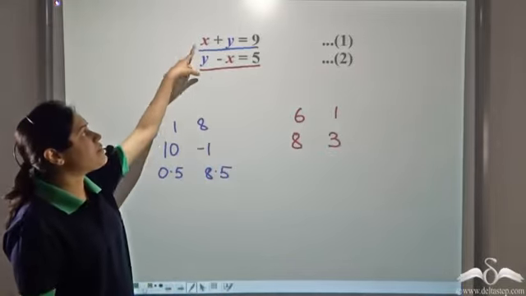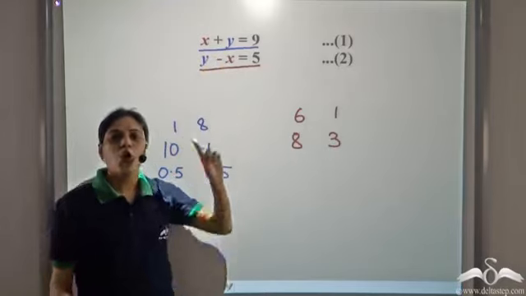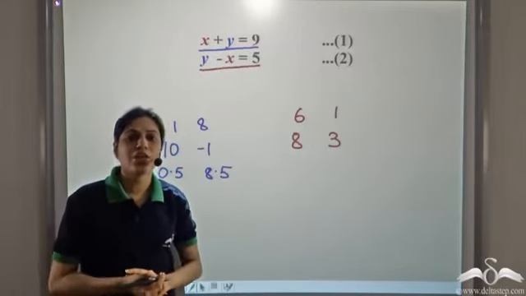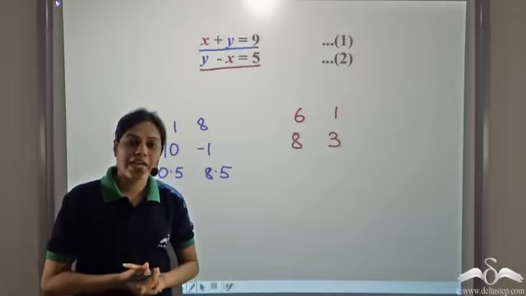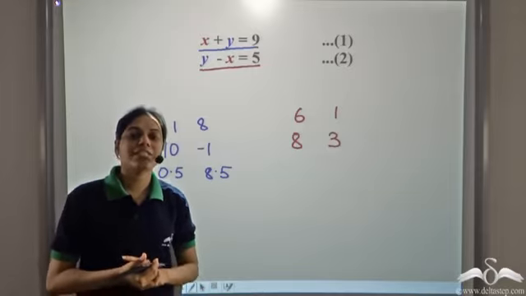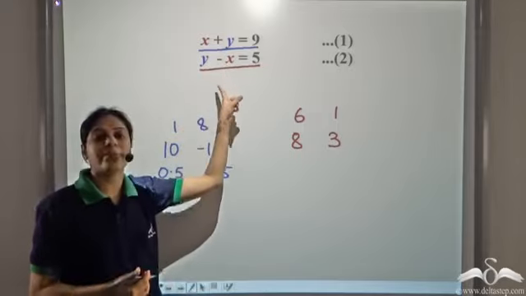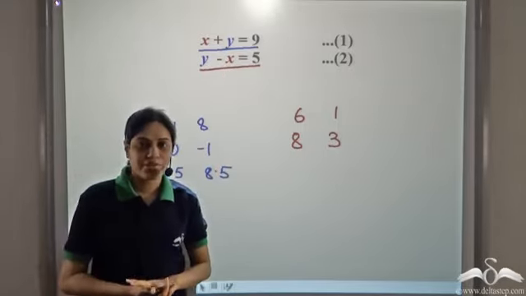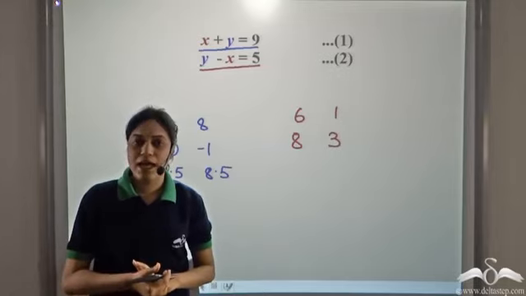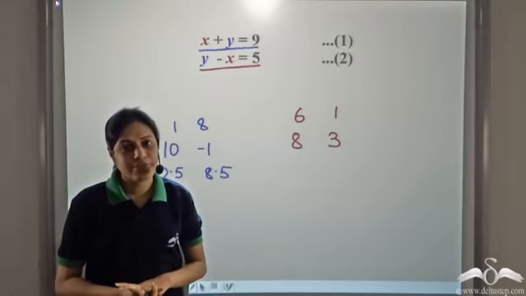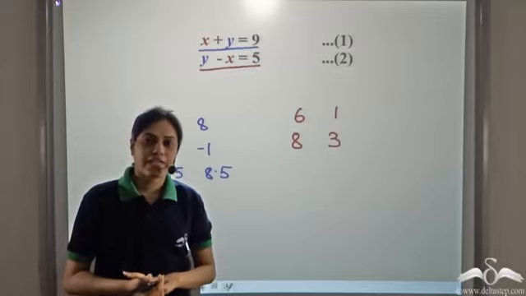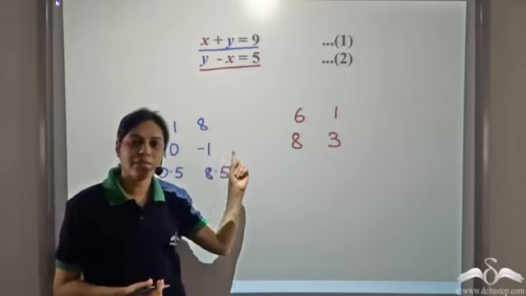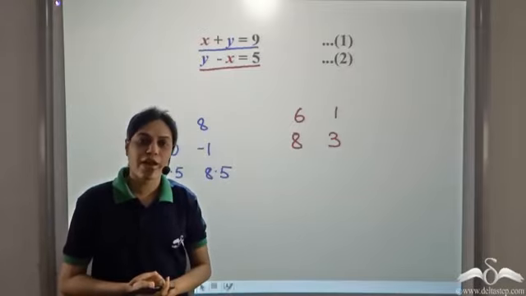But since this is a pair of linear equations, or simultaneous linear equations, we need to have that value of x and y which satisfy both the equations simultaneously. That is, we require two numbers such that their sum is 9 and their difference is 5. So the values of x and y should satisfy both the equations simultaneously. And how can we get those values?